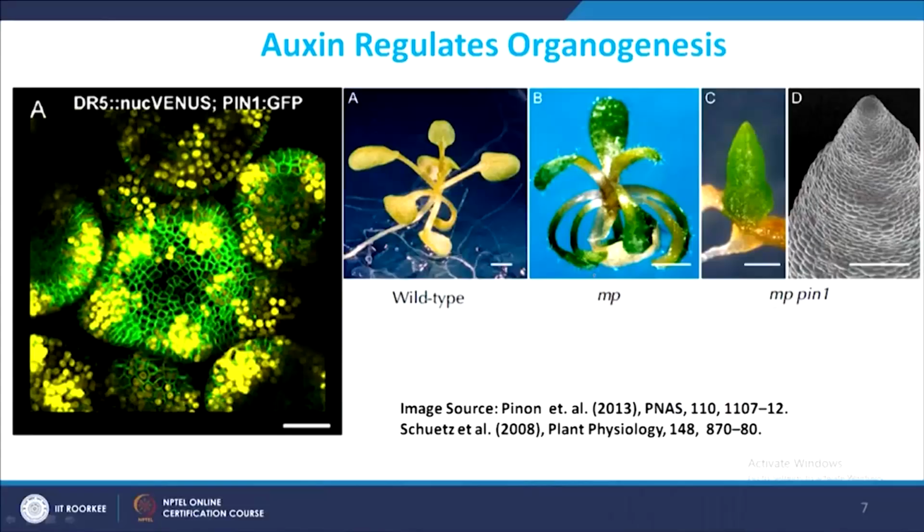And what happens if you have a single mutant of MP, you can see that the differentiation or the phyllotaxis or the organogenesis is disturbed. But if you combine MP with the pin mutants, where basically you have the auxin response factor mutant as well as the polar auxin transport mutants, you can see the phenotype where organogenesis is almost blocked.